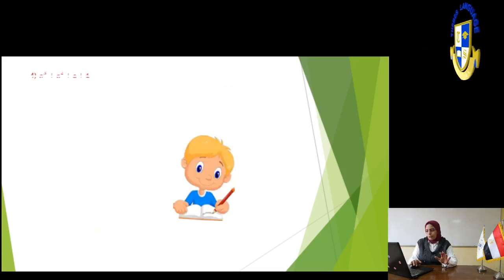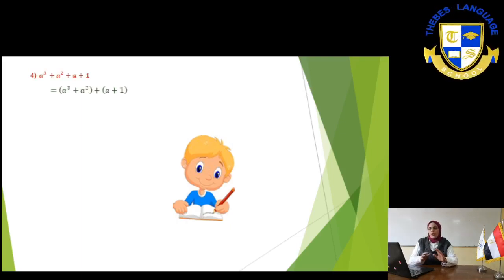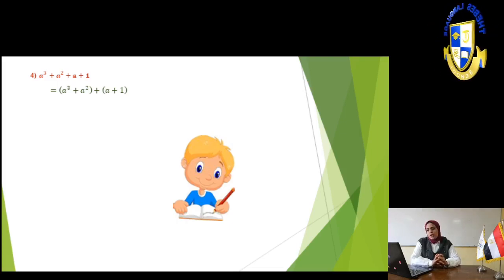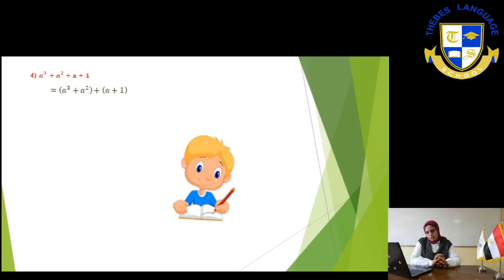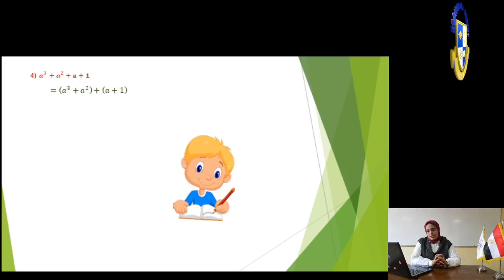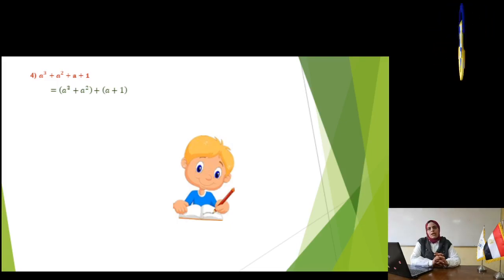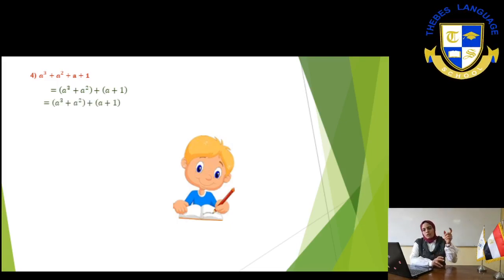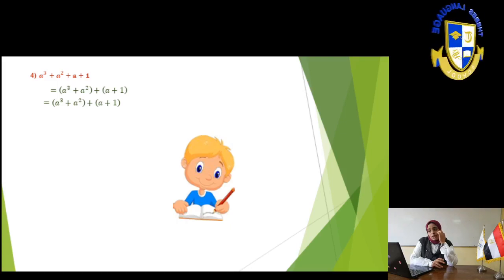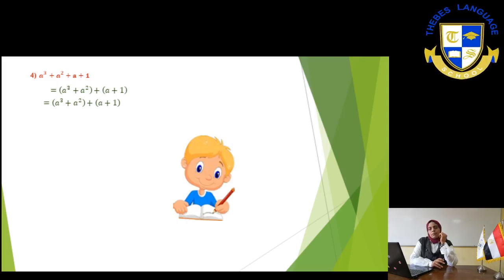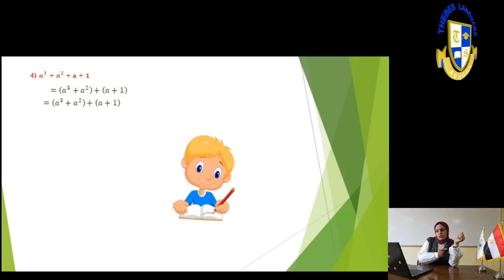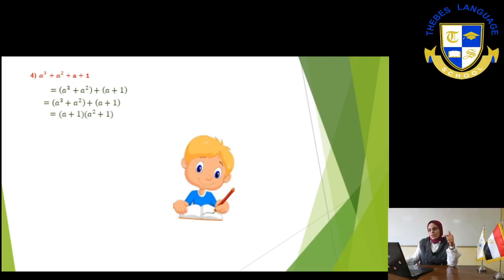Let's move to slide number 5. We have here a power 3 plus a power 2 plus a plus 1. We will divide the expression into a power 3 plus a power 2, plus a plus 1. A power 3 plus a power 2, the common factor here will be a power 2, and a plus 1. So we have a plus 1 as a common factor, and we have a power 2 plus 1.